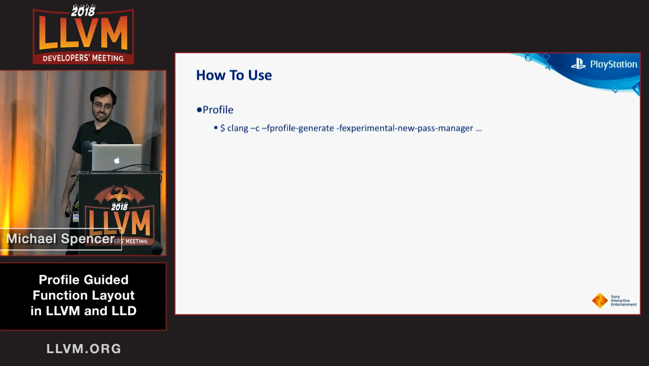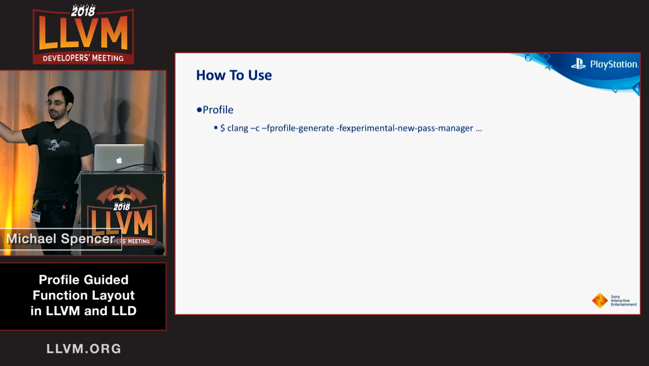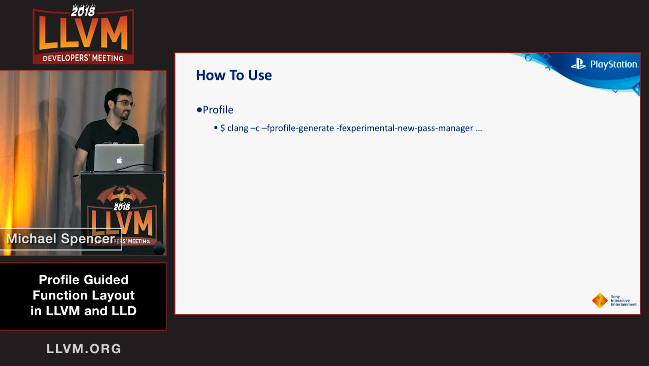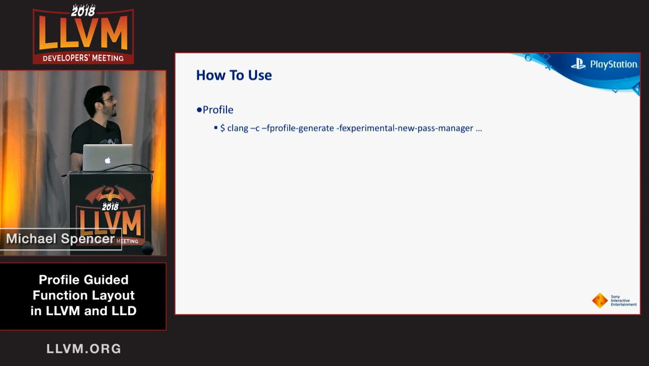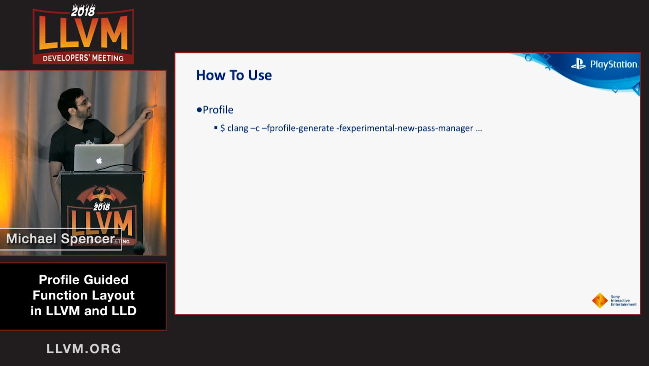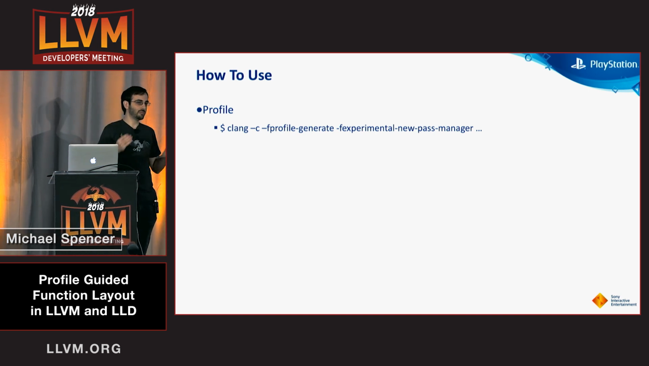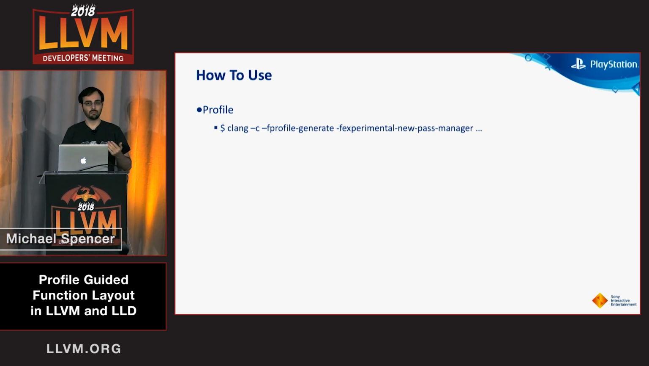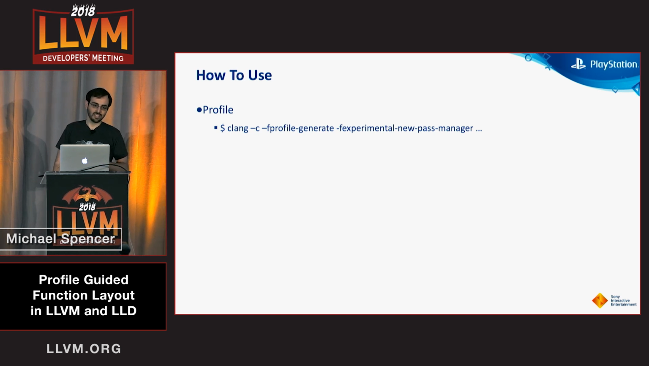To do that, in this example, I'm going to use -fprofile-generate. And we also need to use the new pass manager, because this pass only works in the new pass manager. Right now, we're only profiling, so we're not actually doing the extraction here. But we need to compile the code the same way. Otherwise, your profile might not be correct or as accurate.